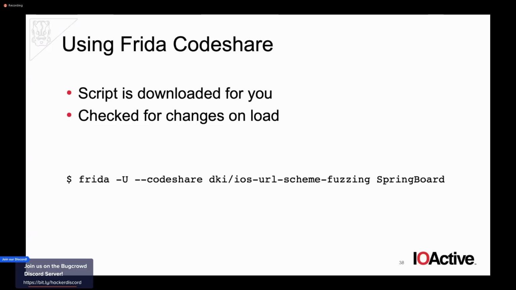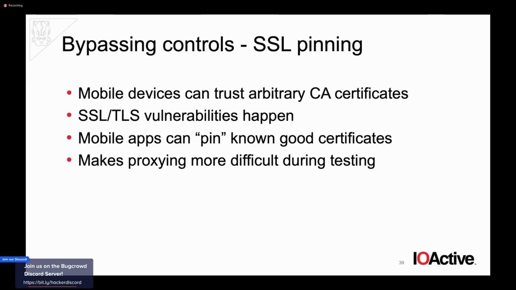And all you have to do is pass along the path on Frida's Codeshare site to the specific script that you want. So to load the URL scheme fuzzing script, this is what I would use as my command line. But let's talk about one other really simple Codeshare script that I know I use quite a bit and I think is very handy, and that's to bypass SSL pinning on iOS.